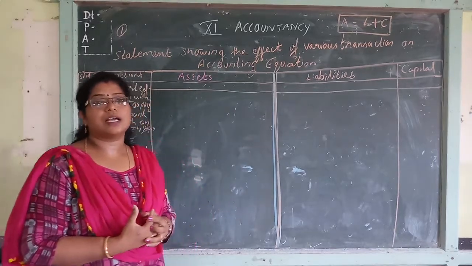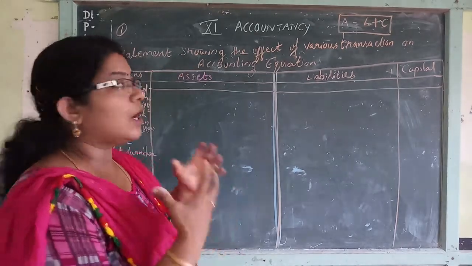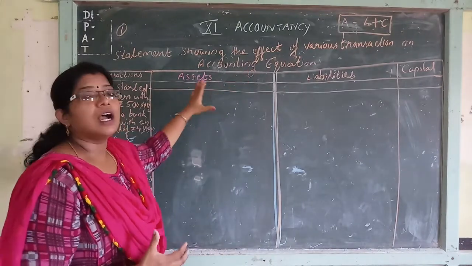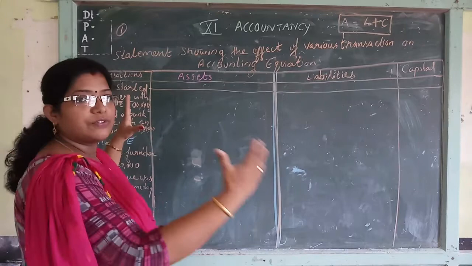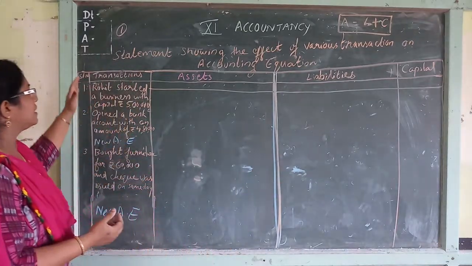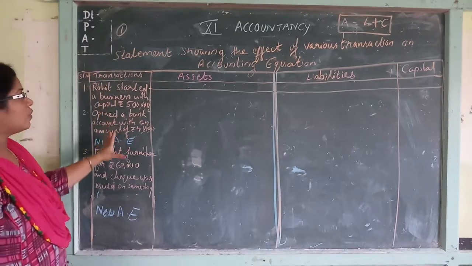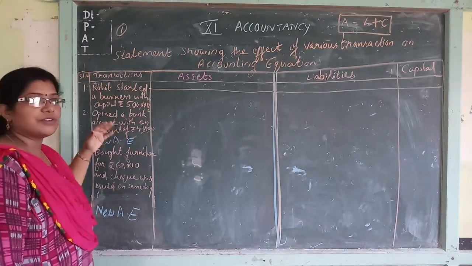Accounting equation, that is assets is equal to liabilities plus capital. And the effect of various transactions on the accounting equation, we are showing with the help of one statement. So this is the format of this statement. The first column indicates serial number, the second column transactions, that is the number of transactions that will occur.